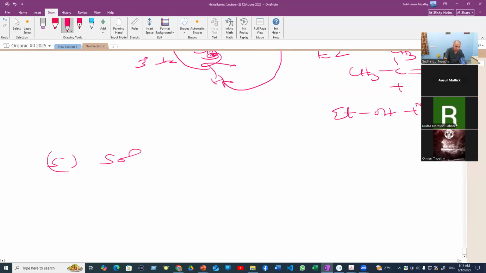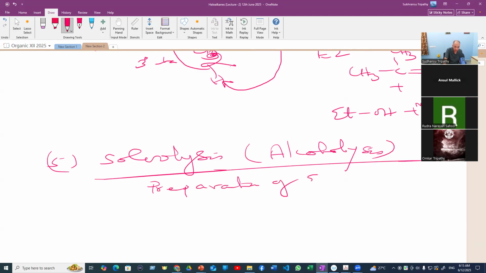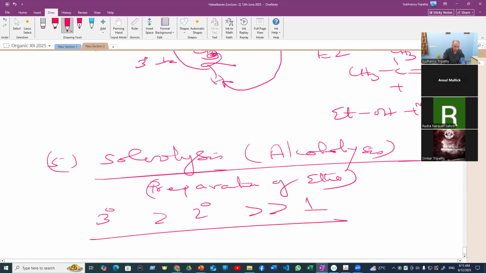Alcoholysis. Again solvolysis, that time hydrolysis, this time alcoholysis. Preparation of ether. Same, not Williamson synthesis. Here, 3-degree will be greater than 2 degree, greater than 1 degree. It will be extremely slow for 1 degree because the mechanism will be SN1.